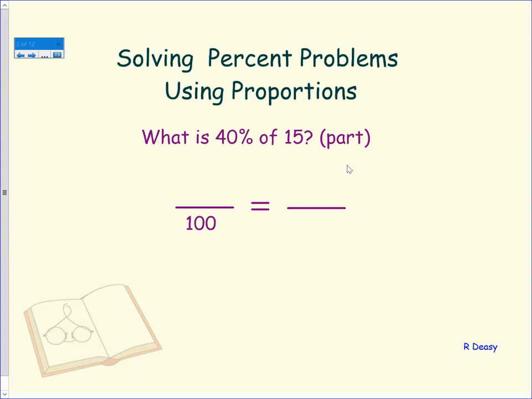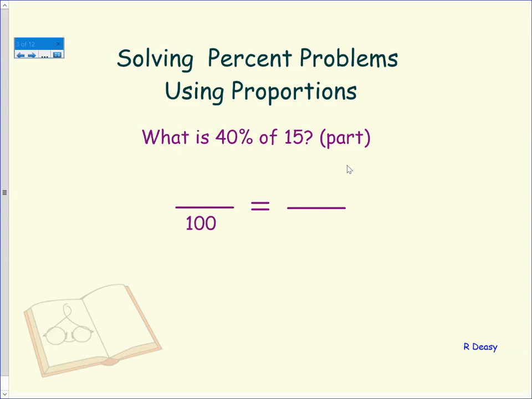All right, so if I set up my two proportions, fraction equals a fraction. 100 is always over here on the bottom right. The number with the percent symbol goes above that. So what number do I put above 100? 40. Now that says of 15. So does that 15 go on top or bottom? Bottom, because it says of. And then it says what is. I don't know what that top number is, so I'll put an A there.